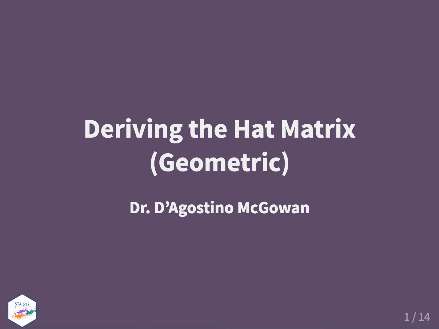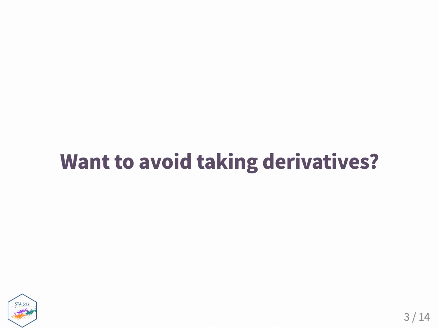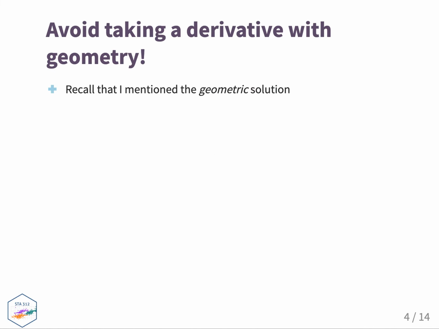Okay, let's talk about another way to derive the hat matrix. And this might be a little bit appealing to some of you. If you're interested in avoiding taking derivatives, especially derivatives with respect to vectors like we just walked through, this is the proof for you. You can avoid taking the derivative with geometry.